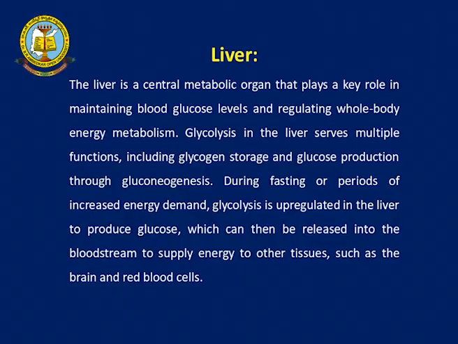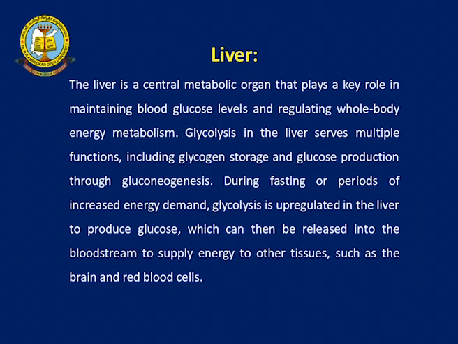This is the exercise of the muscle cells. Metabolism requires ATPs and pyruvate, and this is how it breaks down glucose to pyruvate while utilizing ATPs. Now, liver cell glycolysis is a central metabolic process, playing a key role in maintaining blood glucose levels and regulating whole-body energy metabolism.